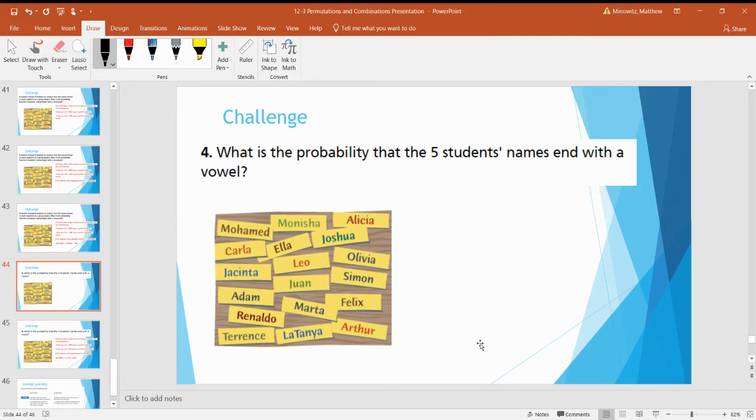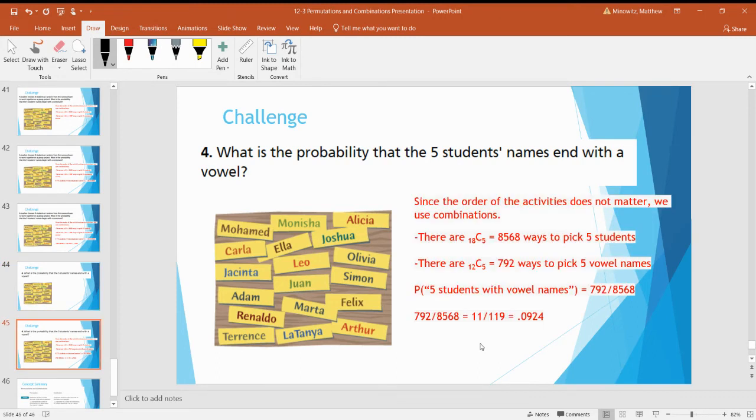Now here is another one for you to try if you'd like. What is the probability that you choose 5 students and their names end with a vowel? So pause the video, test it out, see if you got it. Okay, hopefully you tried it. So let's take a look.